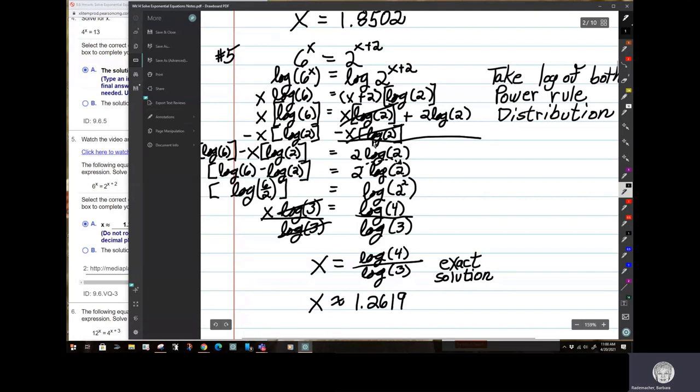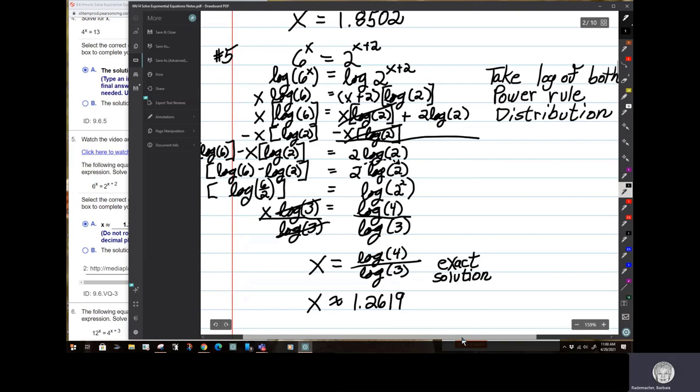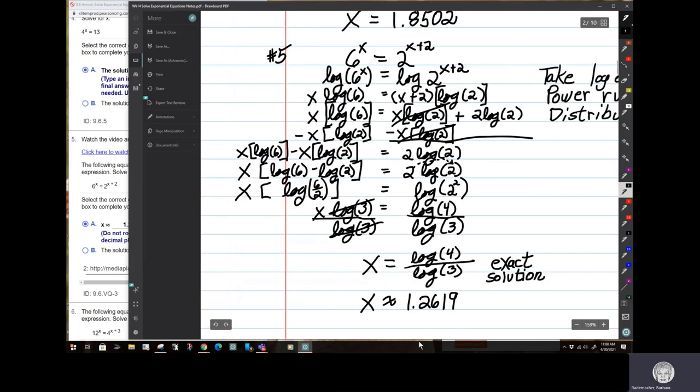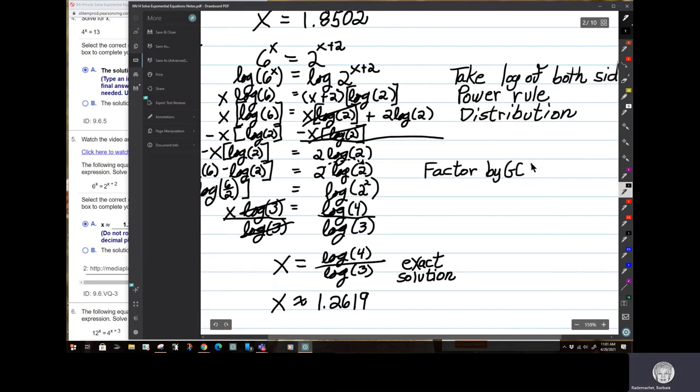And what could we call this? Moving the x terms. Gather the x terms. I don't even know. So, down here, factor by GCF. Yeah, this is where we pulled the x out. And we're left with x times log 6 minus log 2. Okay, so this is factor by GCF.